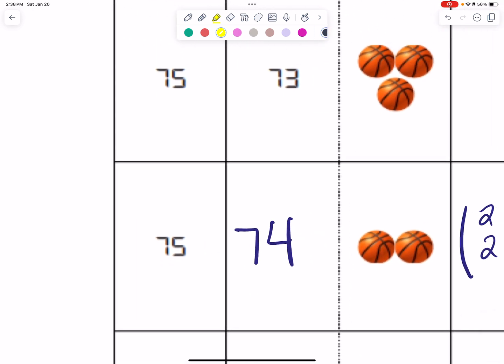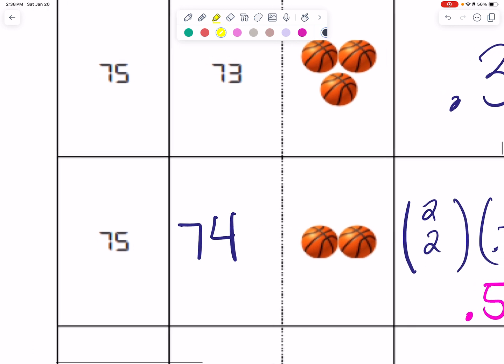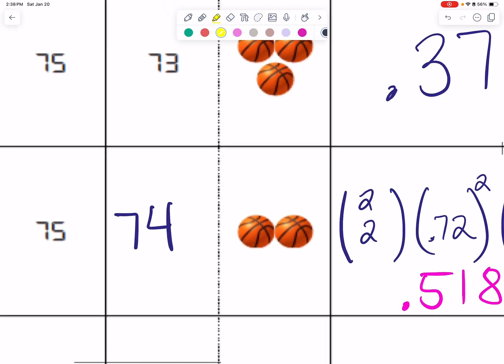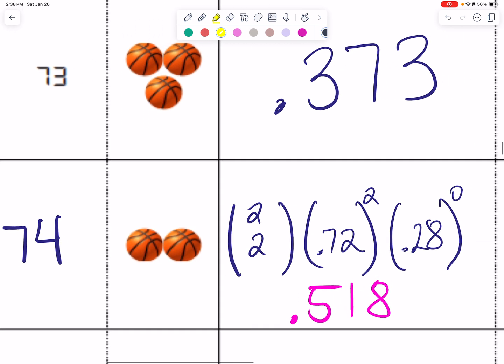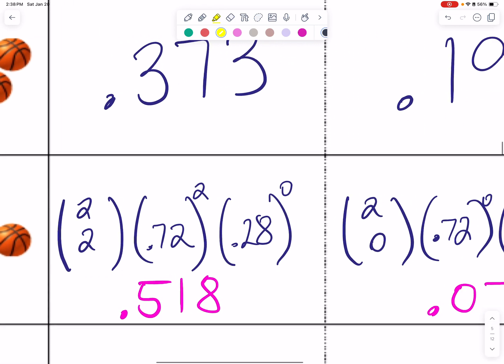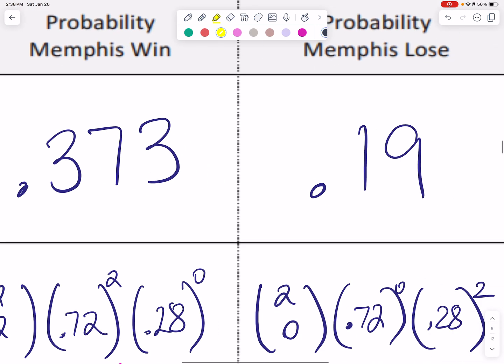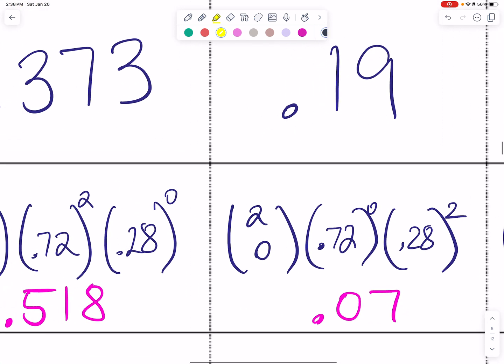So I want to know what occurs. This one's going to be 2 baskets, and he still has to make both of them in order to win. So he has a 72% chance of making it, so it's 72% times 72%. And there are 2 baskets, and he has to make both. So 51.8%. This next one is, how does he lose? To lose, he has to miss both shots. That's the only way he can lose. And now it's 2 choose 0, 72% to the 0, and 28% to the second.